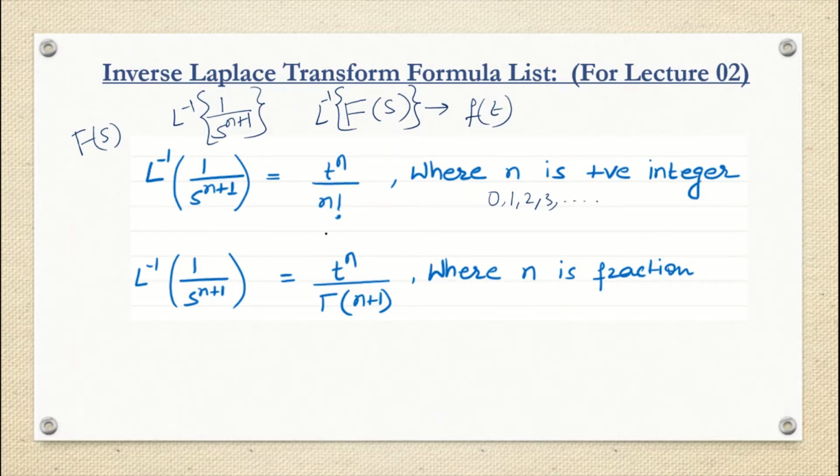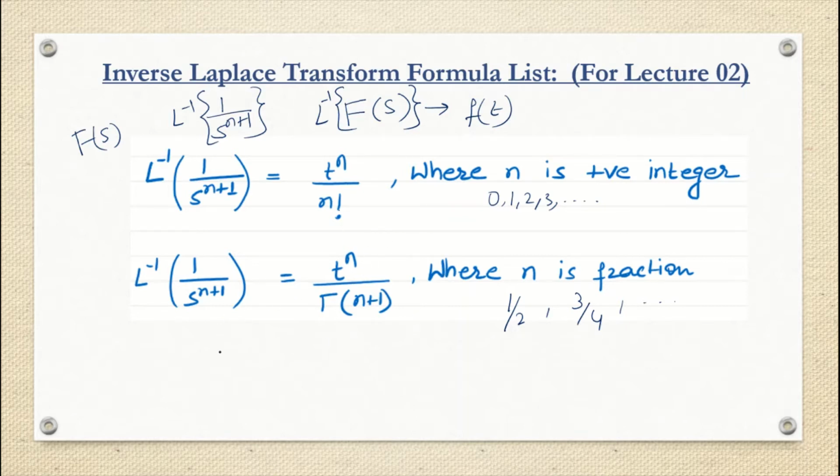And the second formula, for the same function F(s), in the time domain is t to the power n divided by gamma n plus 1. The numerator is the same, t to the power n; the only difference is gamma n plus 1. The reason for using gamma is that here n will be fractional. That means you can have n as 1 by 2, maybe 3 by 4 or anything. If such a fraction is present in n, then we have to switch to this formula.